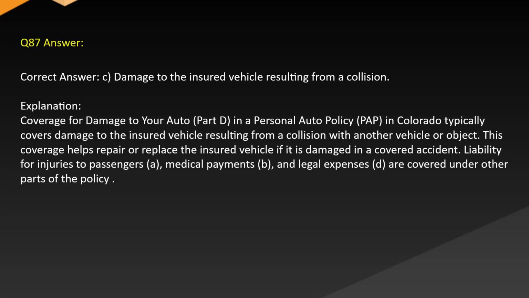Explanation: Coverage for damage to your auto, Part D, in a personal auto policy, PAP, in Colorado typically covers damage to the insured vehicle resulting from a collision with another vehicle or object. This coverage helps repair or replace the insured vehicle if it is damaged in a covered accident. Liability for injuries to passengers, A, medical payments, B, and legal expenses, D, are covered under other parts of the policy.